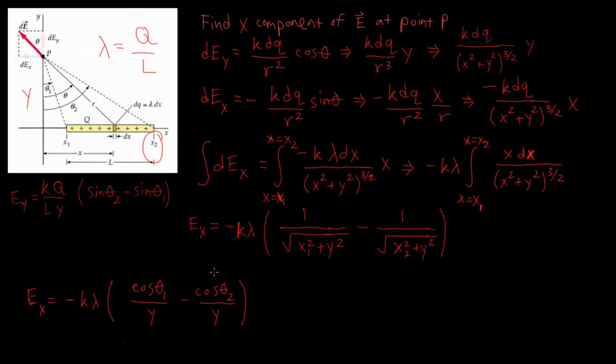And so now our simplified expression is this. We replaced 1 over the square root of x squared plus y squared with cosine of theta 1 divided by y, and we replaced this expression with cosine of theta 2 divided by y. Note that both of these expressions have the variable y, and since both of them have common variables, we can factor those out and take them out of the parentheses.